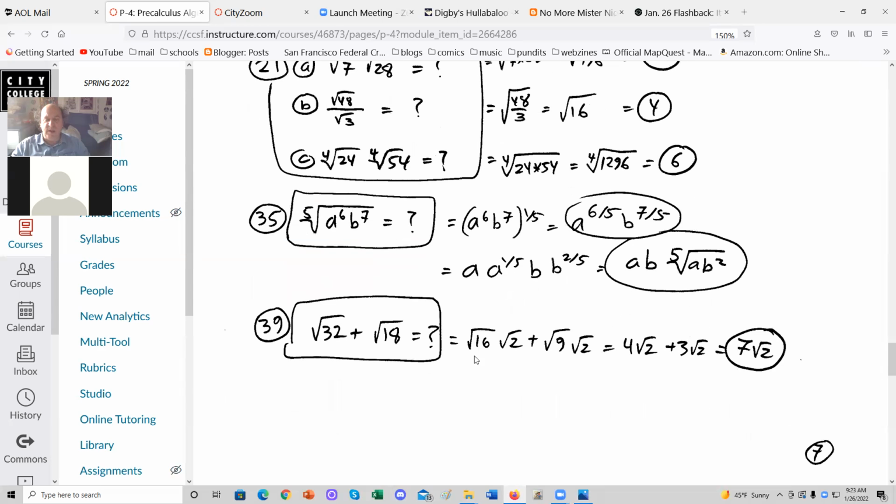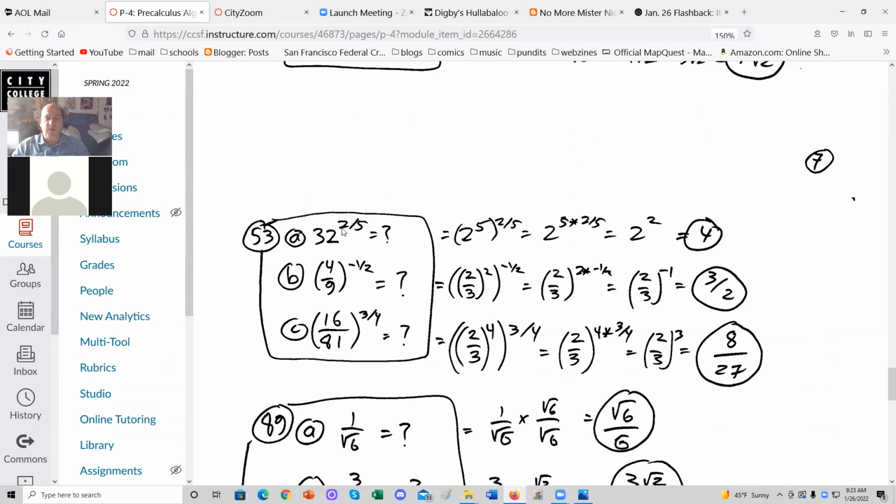Root 32 plus root 18. Well, okay, the trick here with these is you want to remove a square factor of 32, the largest possible square factor. 32 is 16 times 2, and 16 is a square. 18 is 9 times 2, and 9 is a square. Root 16 is 4. Root 9 is 3. 4 root 2 plus 3 root 2. These are like terms. Add 4 and 3 to get 7. And so this becomes 7 root 2.